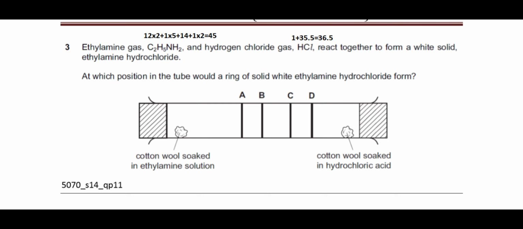You just focus on which concept is being used and ignore the difficult picture diagram which is given, or a difficult reaction or a difficult name, because that is just to confuse you. So our concept used here is about diffusion. You need to see that this is a concept of diffusion which is being used and discussed. So the question is, at which position in the tube would a ring of solid white ethylamine hydrogen chloride be formed?